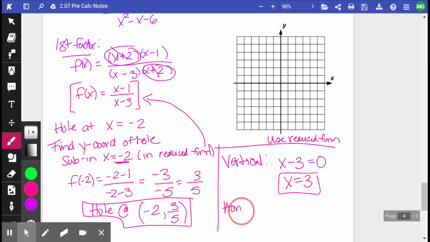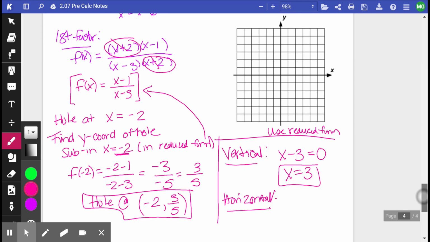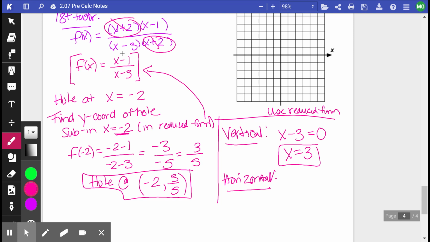And then you want to find your horizontal asymptotes. So we're looking at our highest exponents. And for this one, again, use your reduced form, but it wouldn't matter which one you used. So x to the first, x to the first. Those are my highest exponents. Their coefficients are both 1. If the exponents are the same, then you take the coefficients. So this is like if the degree of n of x equals the highest degree in the denominator, then you take the coefficients. So we get y equals 1.